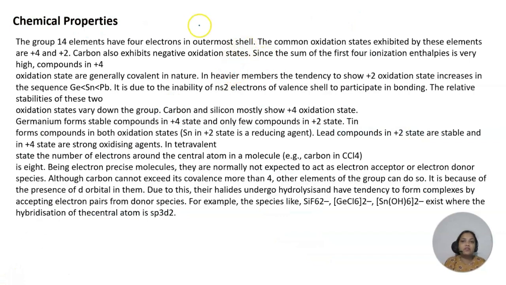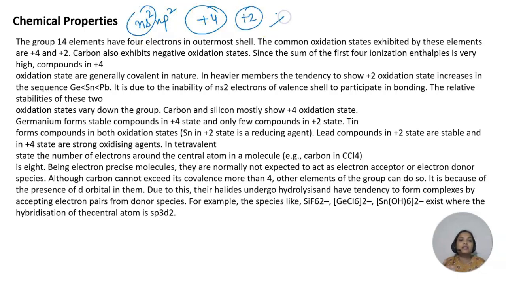So obviously they will be showing the +4 oxidation state. Apart from +4 oxidation state, ns2np2 is there, na? So due to inert pair effect, they can also show +2 oxidation state, but for higher elements. Carbon also shows negative oxidation states, you know that, all right. And generally these compounds are covalent in nature.